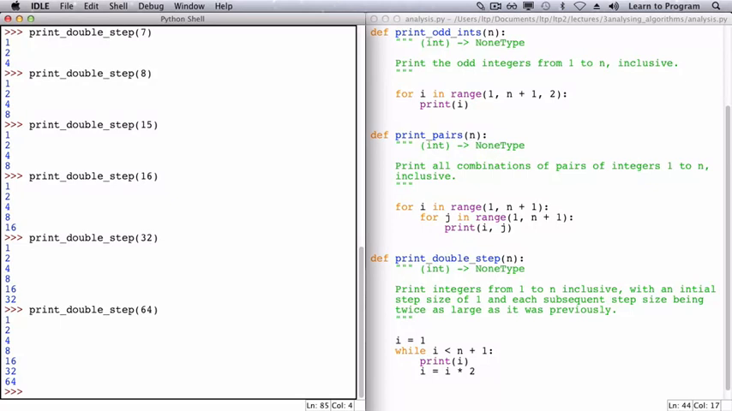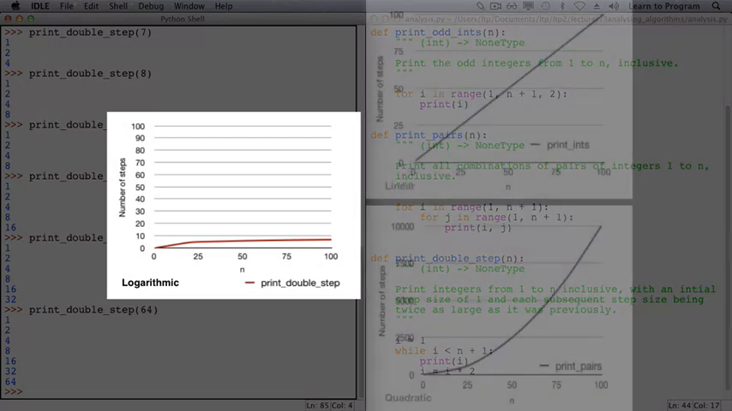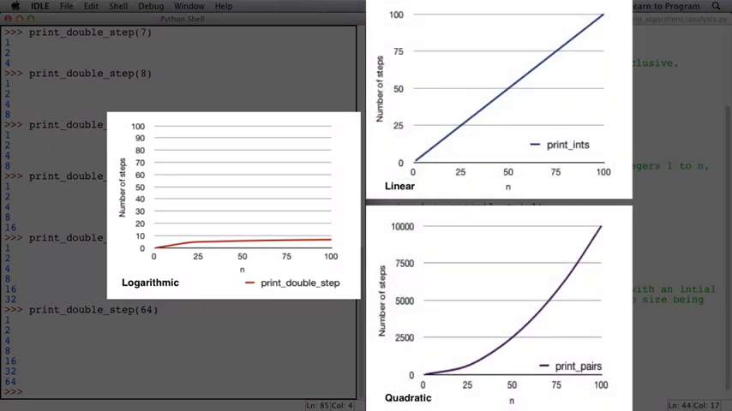For the previous function, we said the number of steps is equal to n squared. For this function, the number of steps is proportional to log base 2 of n. This algorithm is logarithmic. As the size of n grows, the number of steps grows more slowly than it did for the linear and quadratic algorithms.